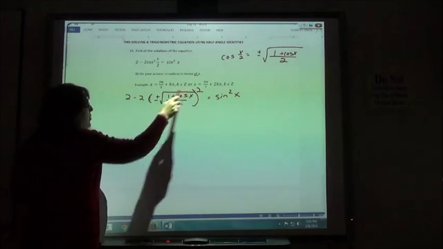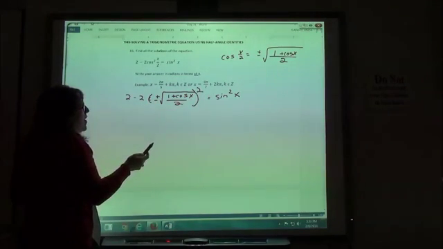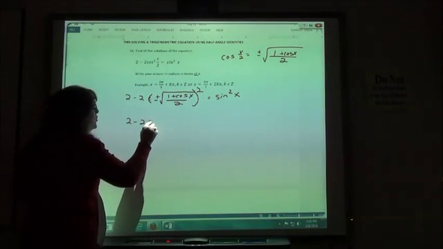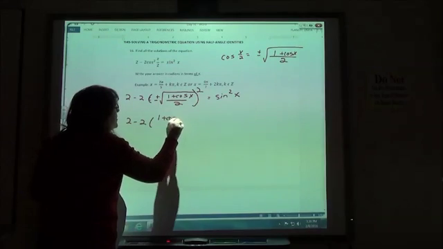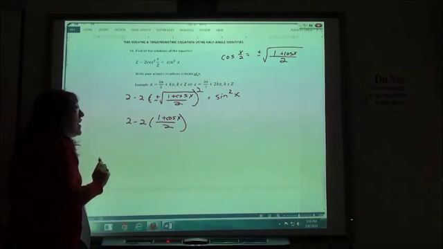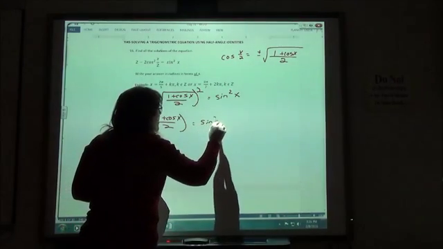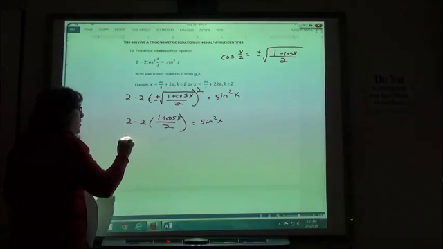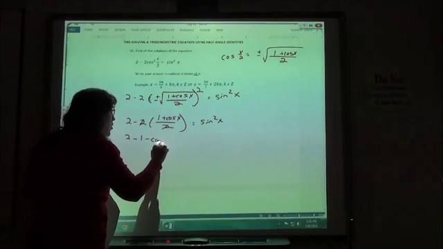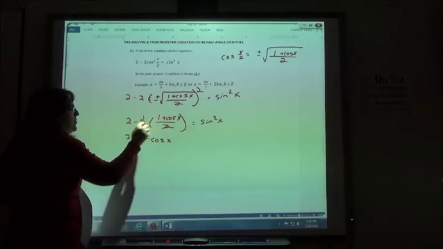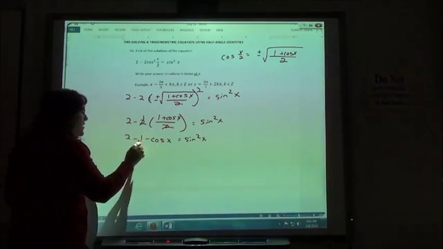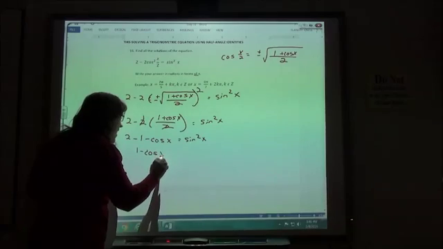Now when we square this, we don't have to worry about the plus or minus. It's going to be positive. Squaring that square root is going to cancel that out. So we're going to get 2 minus 2 times the 1 plus the cosine of x over 2, because when we squared that square root, it made it positive and canceled it out, equals the sine squared of x. So we get 2 minus, this would cancel this, 1 minus the cosine of x, because I used my distributive property, equals my sine squared of x. 2 minus 1 would give me 1 minus the cosine of x.